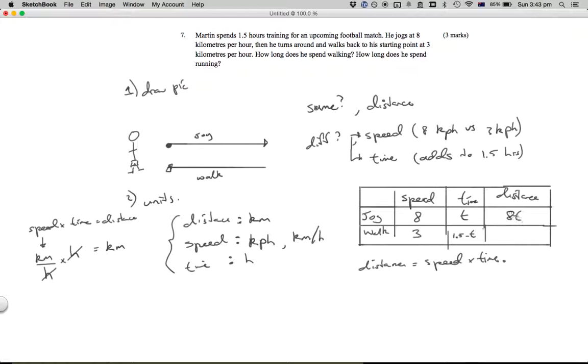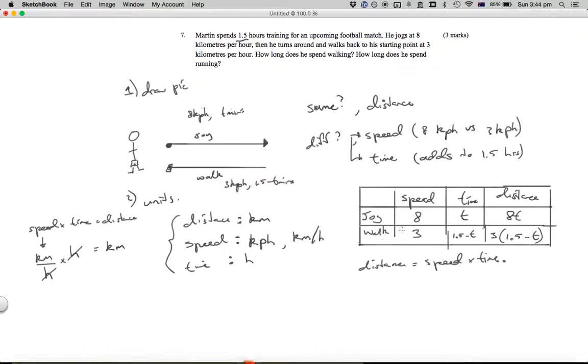So this one's going to be 8t, and this one's going to be 3 times 1.5 hours minus t. How do we get this 1.5 minus t? Well, we know that all up he spends 1.5 hours training. And if he spends t hours going this way, then how much time has he got left? Well, 1.5 hours minus t to travel back. 8 kilometers per hour, t hours. Here we've got 3 kilometers per hour, 1.5 minus t hours.